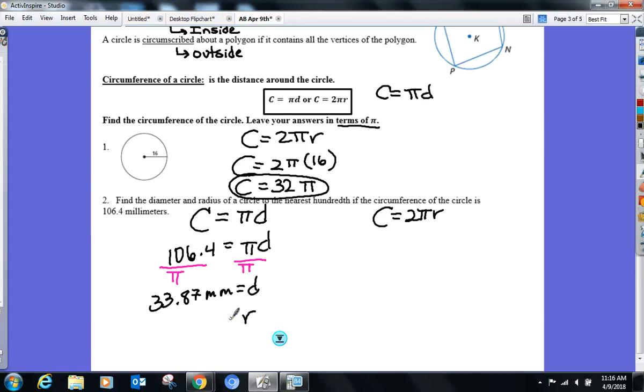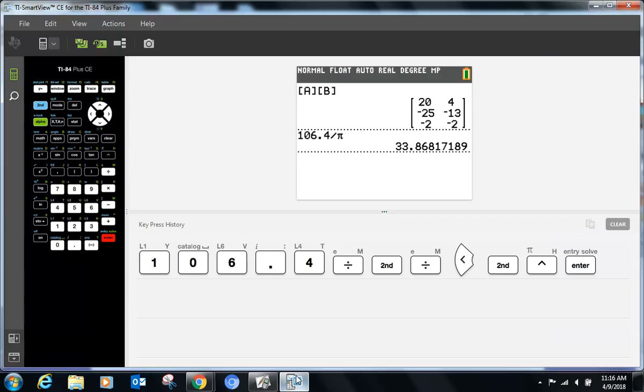Now it's also asking for the radius. So a lot of us are like, I'll just divide that by 2. Not that one, you're not. Because that's not going to be an exact answer for us. I'm going to go back and divide my original calculator display by 2. Don't divide your rounded answer by 2. So, 16.93.